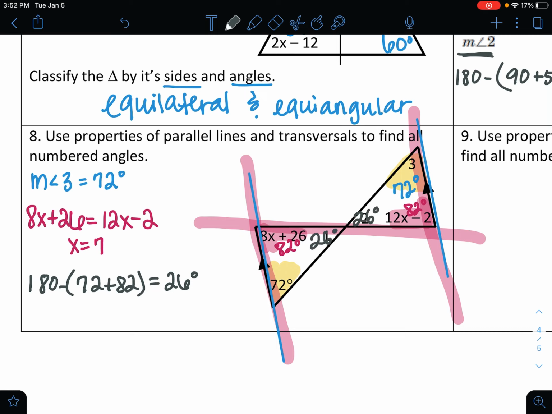And I'm gonna double check my answer by adding all the angles in one of the triangles to make sure it equals 180. So you wanna add up these 3 angles to make sure they equal 180. And they do.